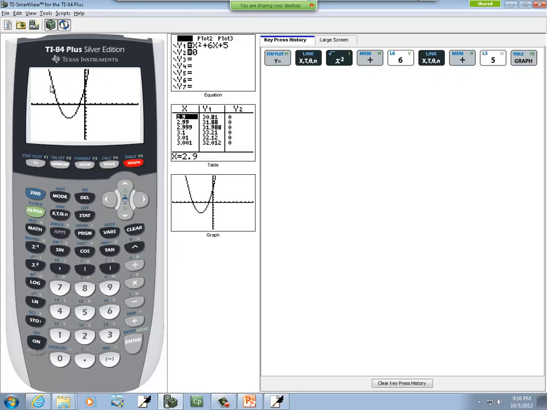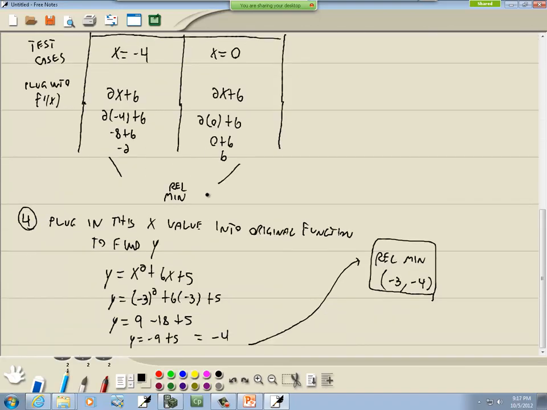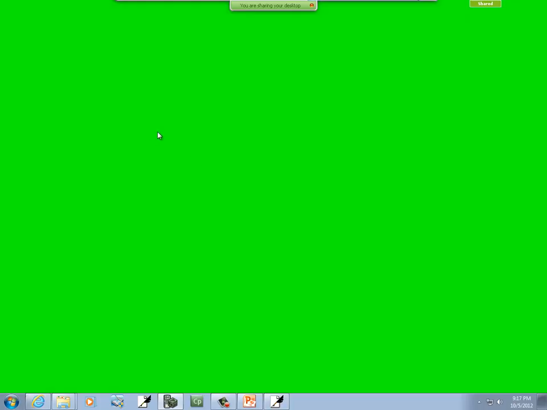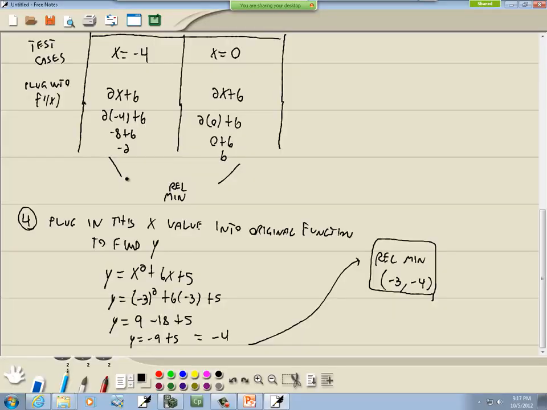Well, it looks like it's decreasing, decreasing, changes here to increasing, and then it's increasing. So this looks like a relative min here. Looks like maybe negative 3, negative 2 or something like that? I don't know. See what we've got down here. Negative 3, negative 4. Yeah, that does look about right if I look over these tick marks. So our answer is reasonable.